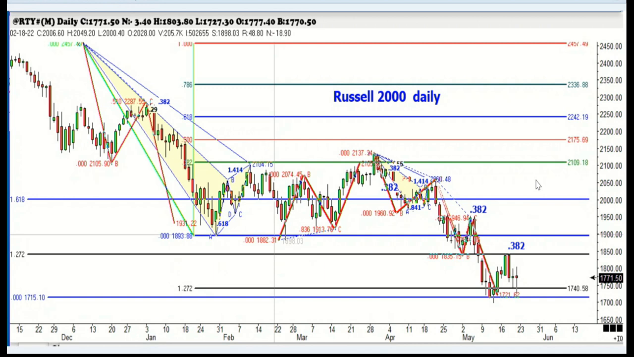But here's the rub, folks. If we go below that 382 now, this market's in big trouble. I mean, big trouble. That'll be your crash. If it goes below that 382 now, that'll be your crash.